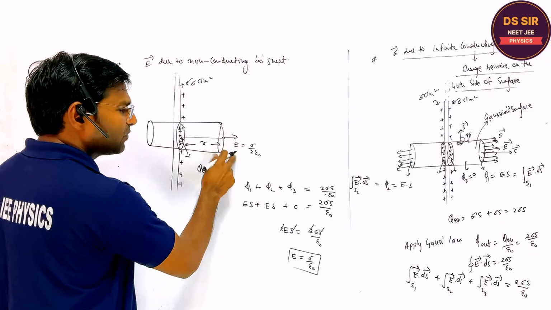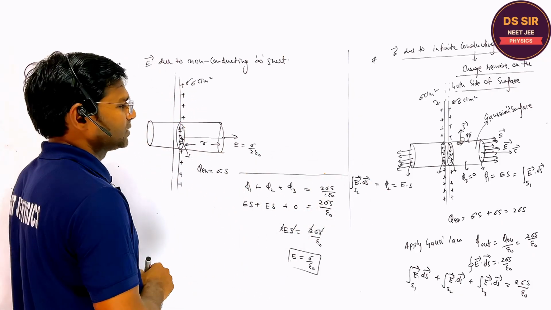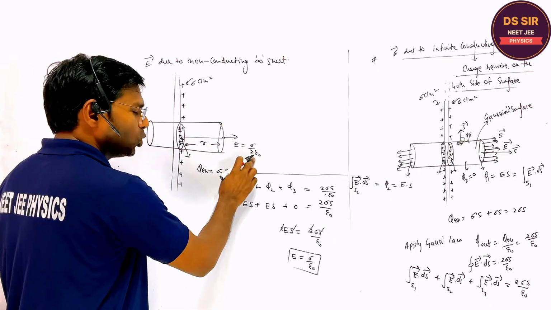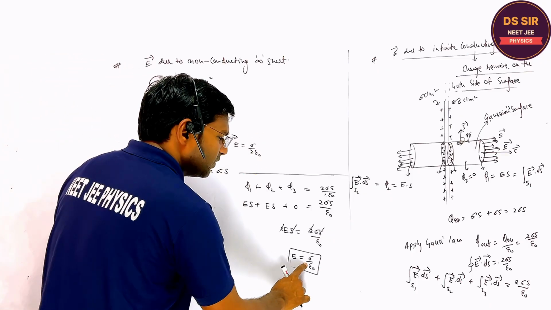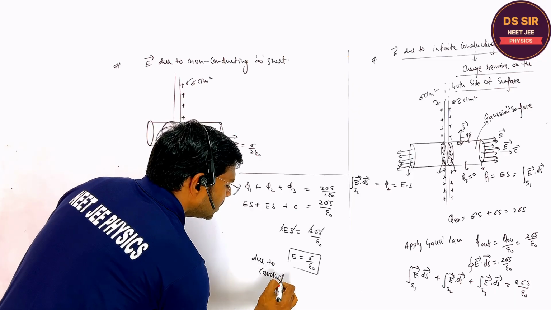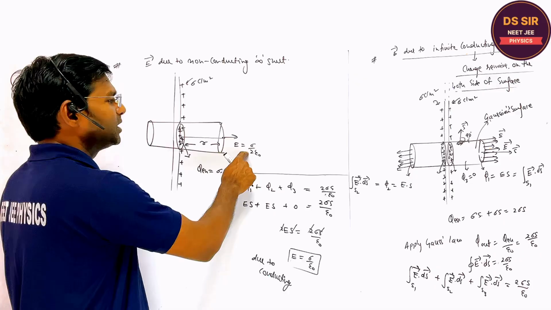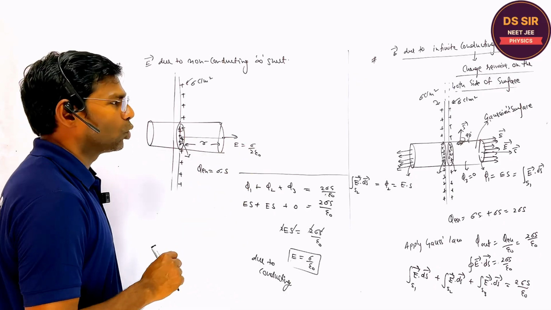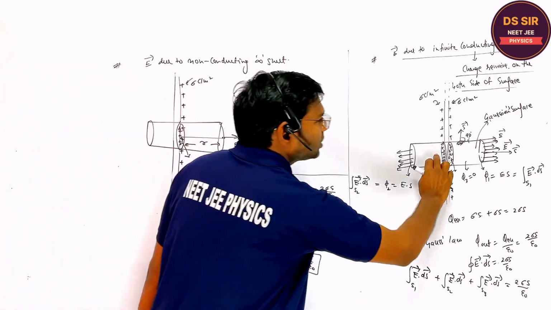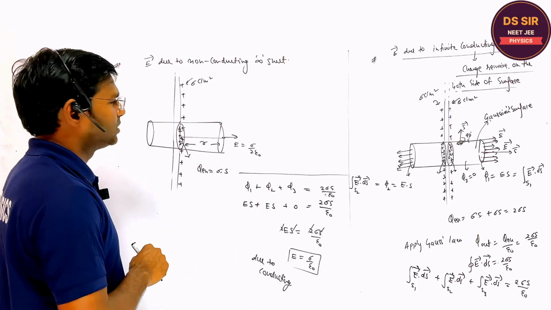Whether the electric field due to the non-conducting sheet is sigma upon 2 epsilon naught. Here the electric field due to a conducting sheet: you have to remember, for a conducting sheet it is sigma upon epsilon naught. Why is it so? Because in a conducting sheet the charge distribution on the two sides has to be considered.